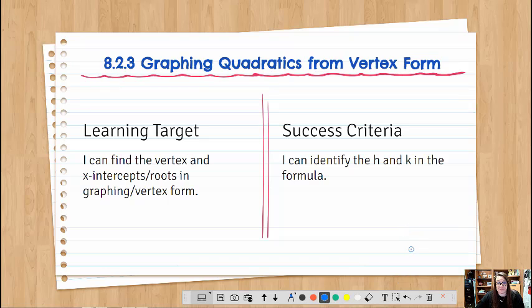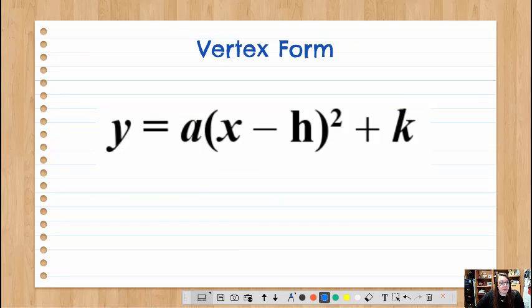Today we're going to talk about graphing quadratics from vertex form. Your success criteria is you'll be able to identify h and k in the formula. Let's jump in. The first thing I want to show you is vertex form. It looks like this: y equals a times the quantity x minus h squared plus k.